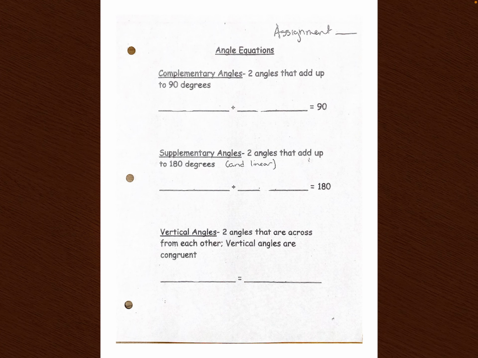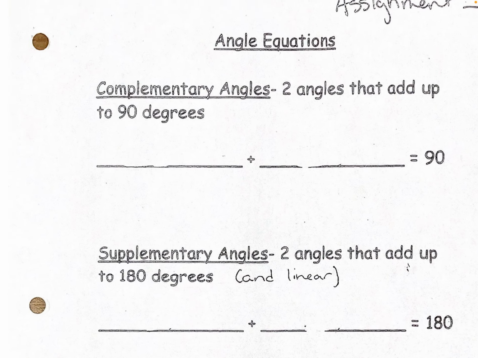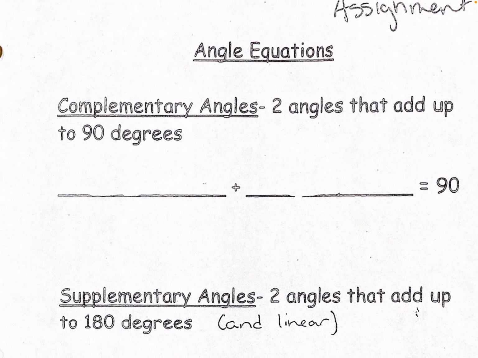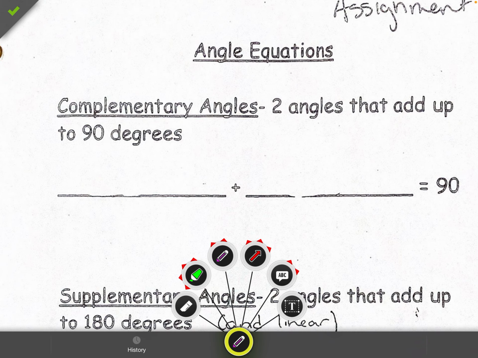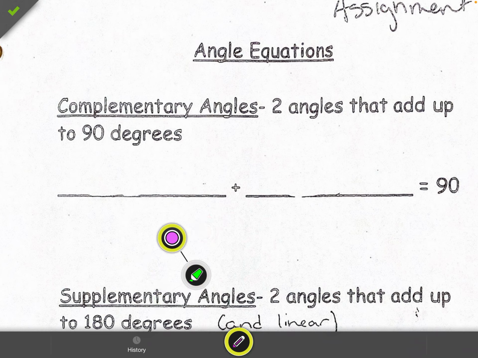All right, good morning. So just a quick review about what we ended last week with. We talked about five types of angle pairs, but we are only focusing on three. So first one that we talked about, complementary angles. Remember, complementary angles add up to 90 degrees.